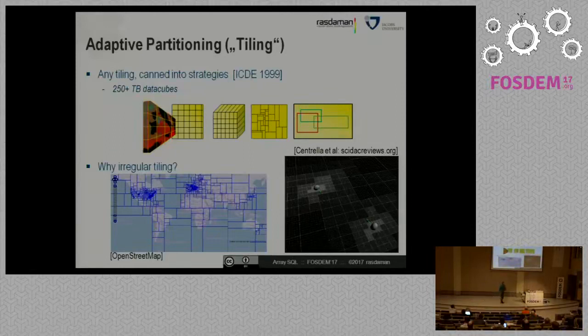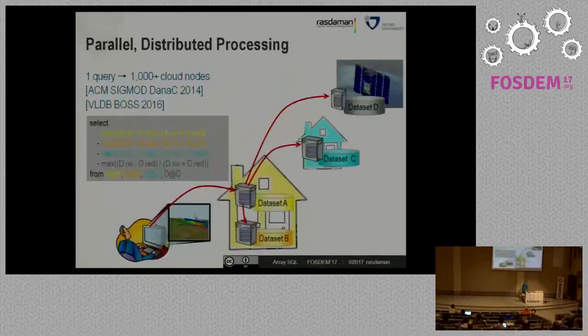On the right-hand side, you see a simulation of two neutron stars rotating around each other, and you can see nicely the adaptive refinement of the grid. So this way I would counter, yes, it makes sense to go into that work and implement arbitrary tiling. So much about the data.